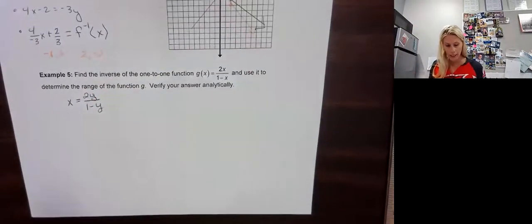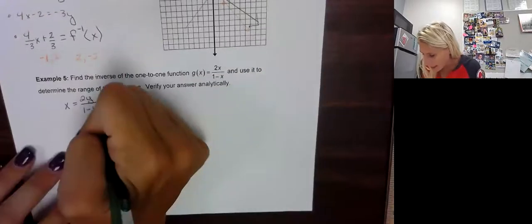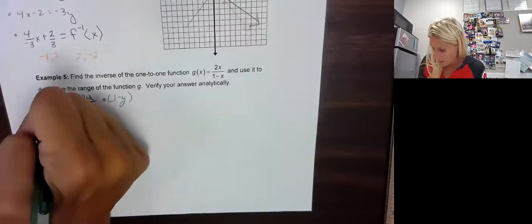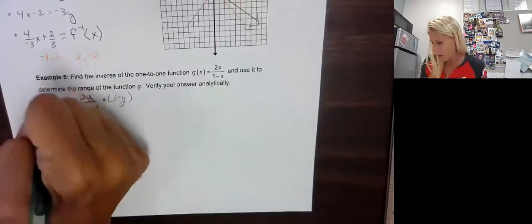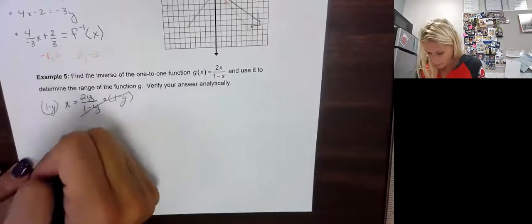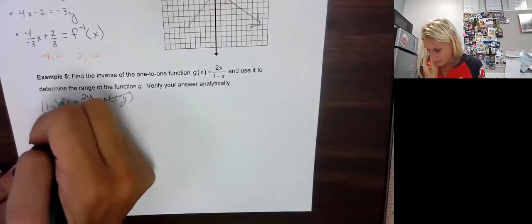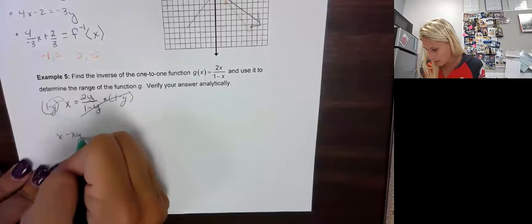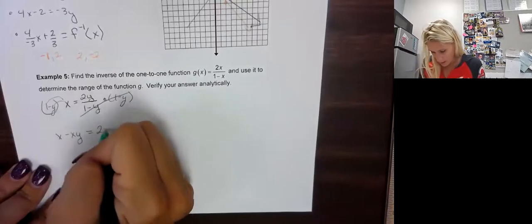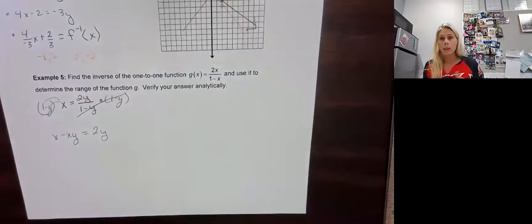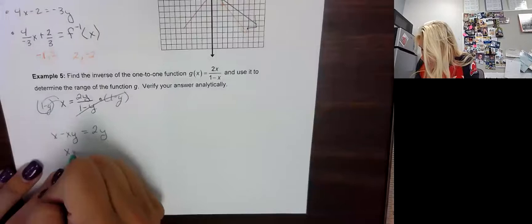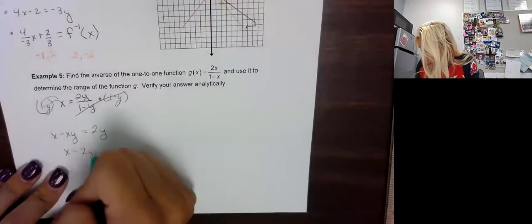We have a denominator, so of course our next step is to multiply both sides by that denominator. Okay, so those cancel. We're going to distribute that out too, okay? I get x minus xy equals 2y. Okay, remember, what's our goal? Get y by itself. So the next step I need to do is get all the y's on one side. So I have x equals 2y plus xy.